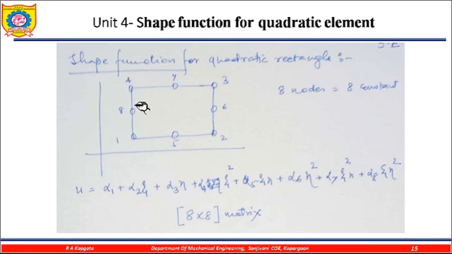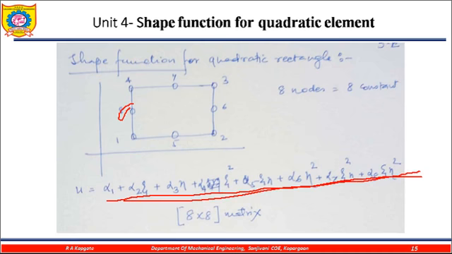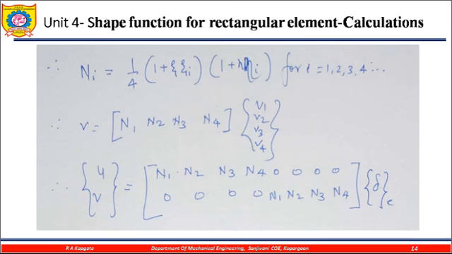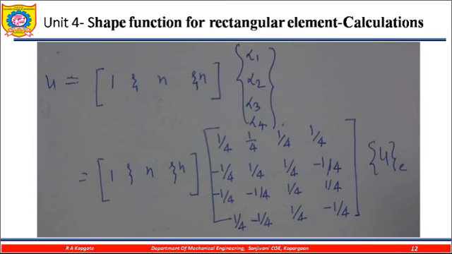Here the number of nodes is increasing. Again, how many terms are there? There are 8 terms, so I need to write the 8 terms here. For that I need to use the Pascal triangle. By using the Pascal triangle I develop these 8 terms, and accordingly find the u function. Now this is an 8 by 8 matrix. Again convert it into the matrix form, then solve it and get the shape function. So this is the method to find the shape functions for any type of element.